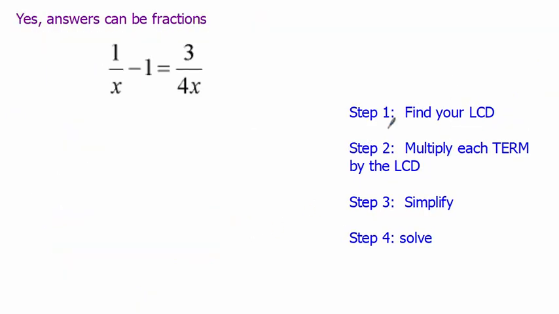So in this case, what's my least common denominator? This guy has an x, there's an x in here, it's multiplied, so it's going to be a 4x. Now I am going to write it out.